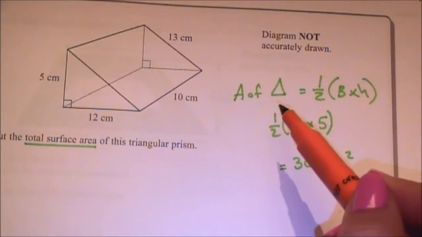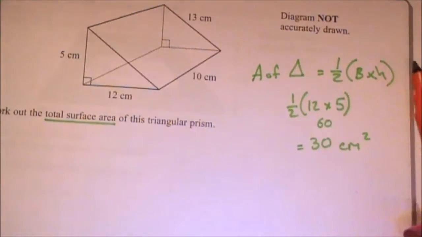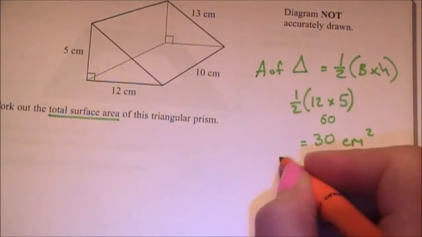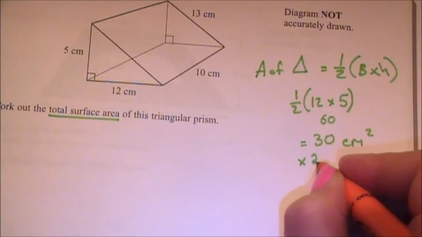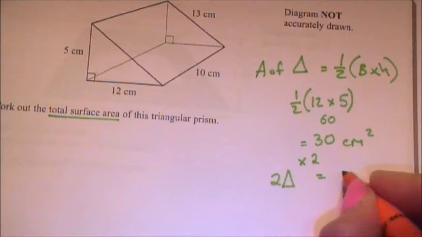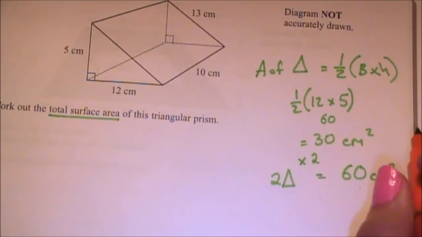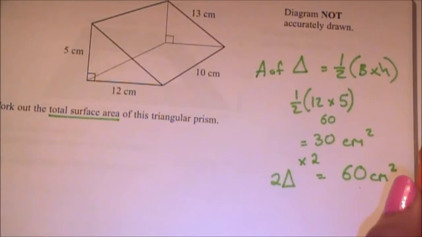Now that's for one of the triangles. However, I've got one at the front and one at the back, so I actually need to times that by 2, because 2 of the triangles is actually going to be 60 centimetres squared. So that's the triangular faces done. Now I need to do the flat faces.